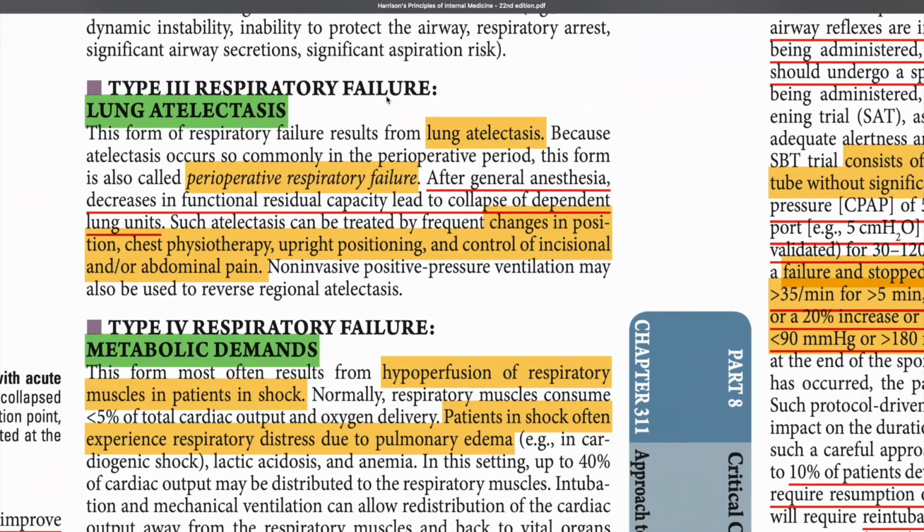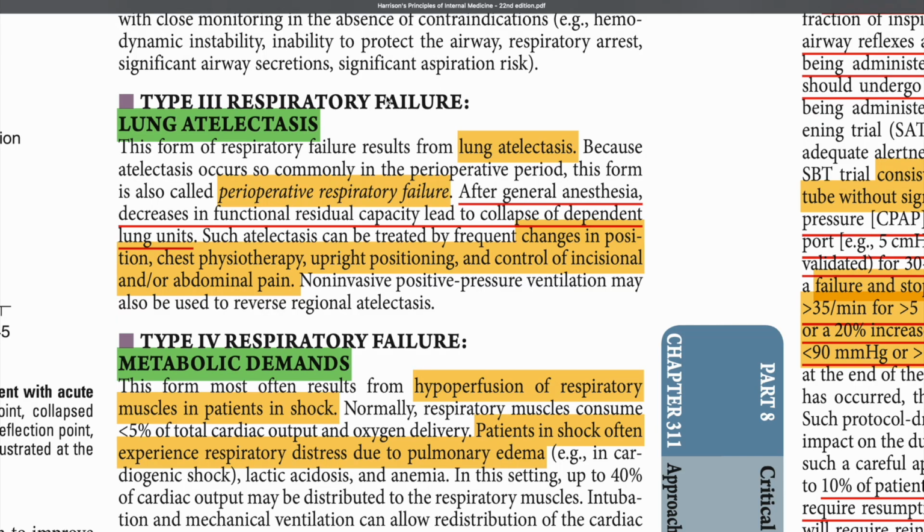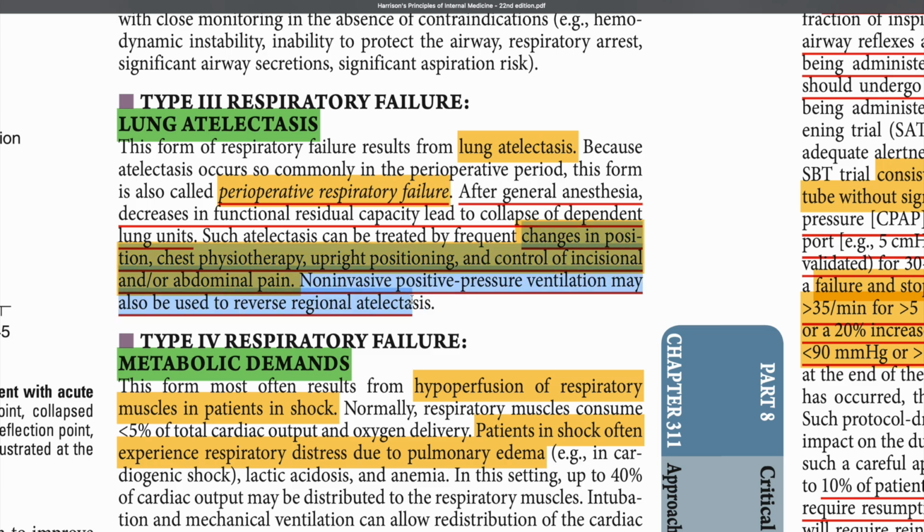Type 3 is about lung atelectasis or preoperative or postoperative collapse. This form of respiratory failure is usually seen in the perioperative period, like patients who are going for surgery. So this can be avoided or managed by change in position, chest physio, uprighting position, and control of incisional and abdominal pain.